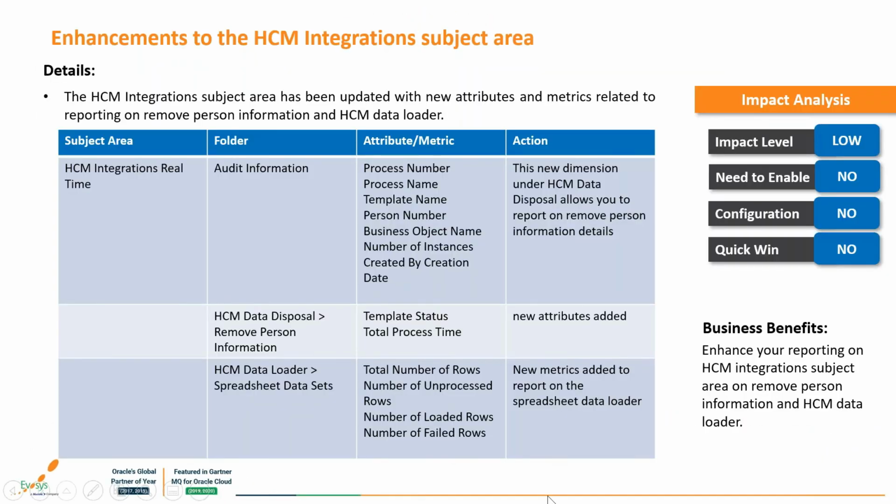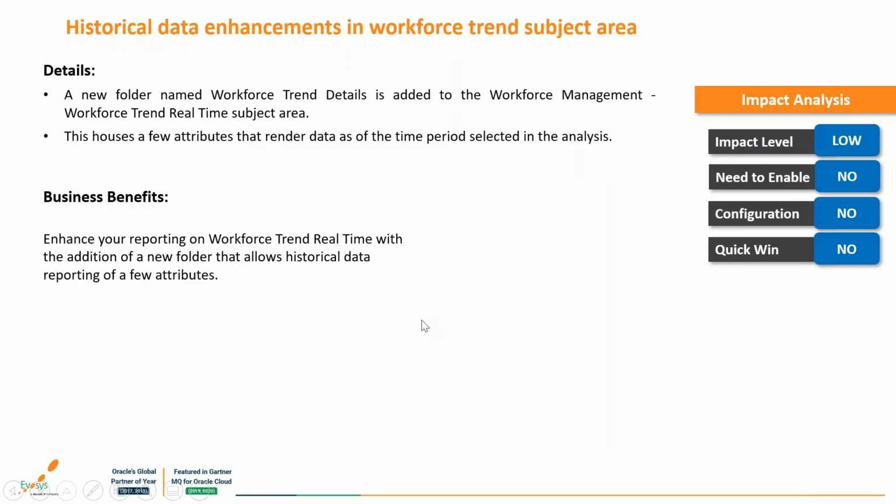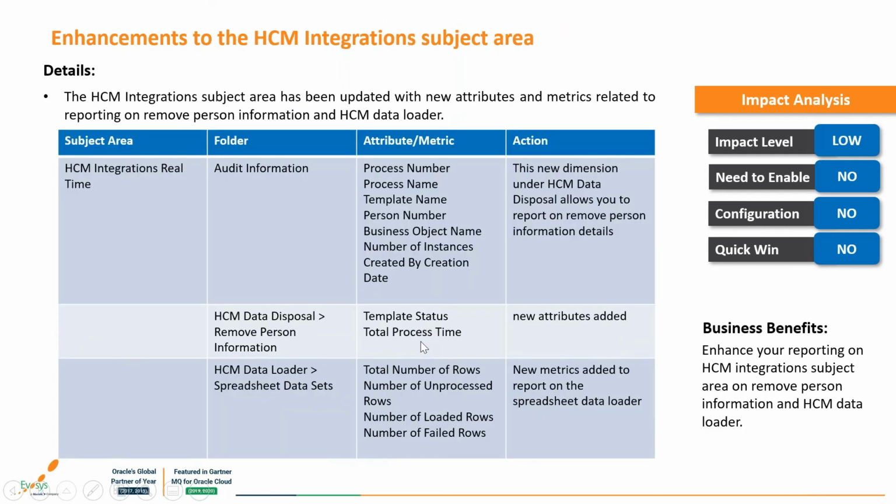So this is related to the Oracle reporting tool, wherein HCM integration subject areas have been updated with new attributes and metrics related to reporting, remove person information, and HCM data loader. Here, you can see that new attributes have been added, like template status and total process time, and based on this, the technical team or the reporting team can create their own subject areas, and based on these subject areas, they can create multiple reports.